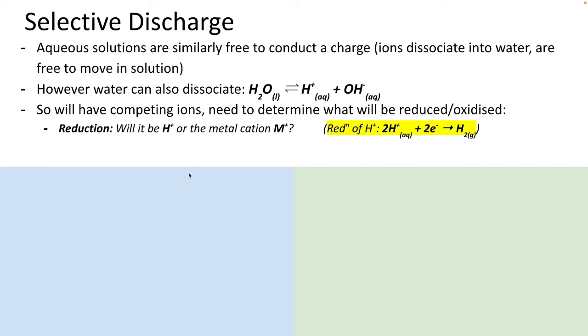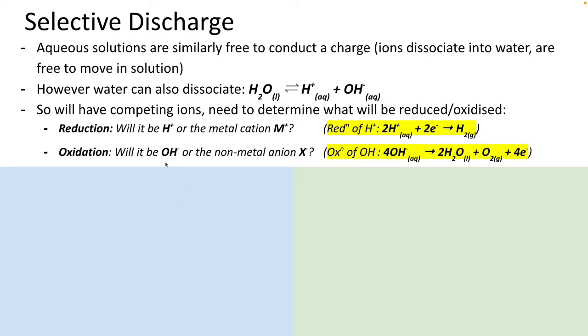Or will we have oxidation of the hydroxide as opposed to oxidation of our anion that we've been looking at? If we have oxidation of hydroxide, it's a bit more complicated because it's a polyatomic ion, but the oxidation of hydroxide will form 2H2O plus O2 plus 4e minus. So we have the loss of electrons and we would observe oxygen gas being effervesced.